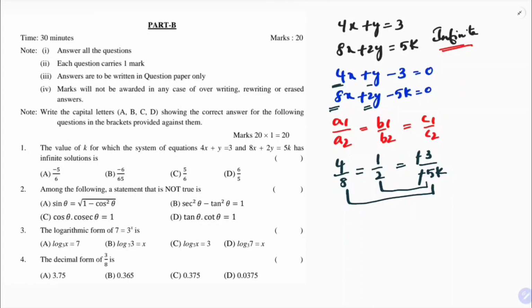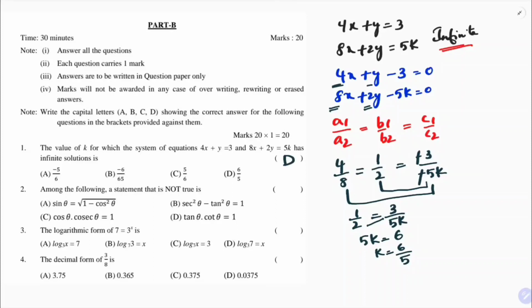So here I'll take 1 by 2 equals 3 by 5k. If I cross multiply, 5k equals 3 times 2, which is 6. So the value of k is 6 by 5. So for the first one, the correct option is 6 by 5. The correct option will be D.